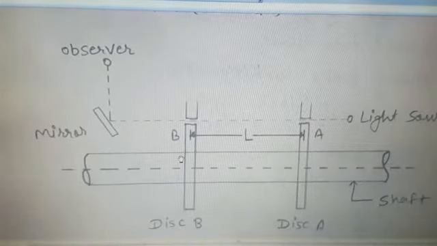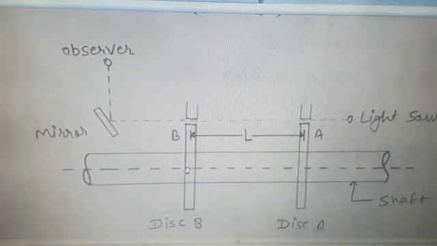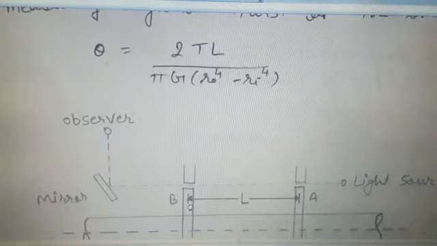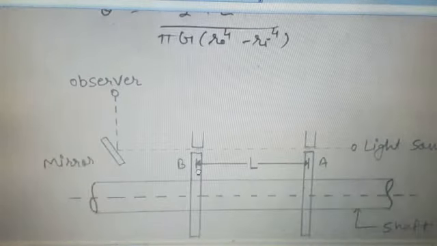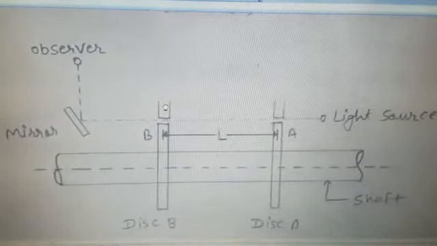Yes, theta. Now let us consider that this shaft is a hollow shaft, with inner and outer radius Ri and Ro, torque T and angle of twist theta. So our equation is theta equal to 2TL upon pi G (R0 raised to 4 minus Ri raised to 4). Clear?